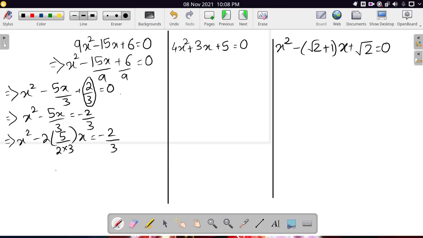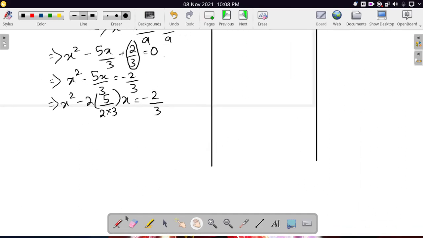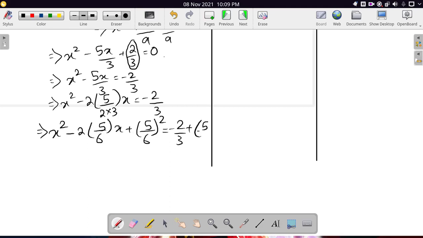Okay. Now what we will do? We will add b by 2a whole square on both sides. B by 2a whole square on both sides means what we will add? We will add x square minus 2, this is what we have, by 6 x plus, this is b by 2a term whole square, minus 2 by 3 plus b by 2a again, b by 2a whole square. So from here to here, what we did, we just added these two terms on both sides, on the LHS and the RHS.